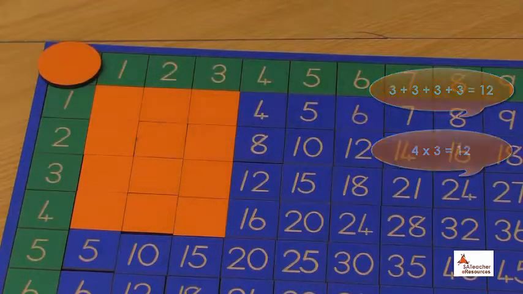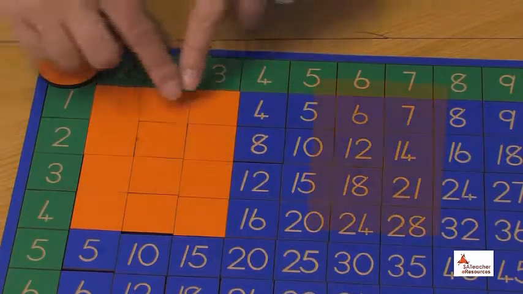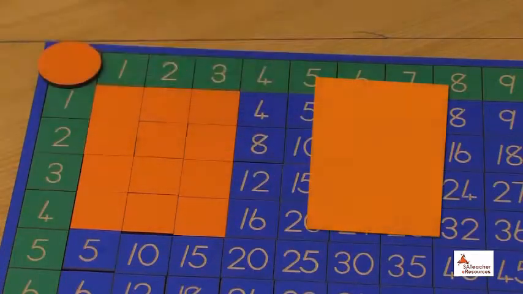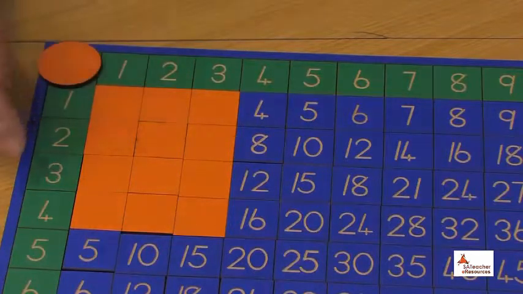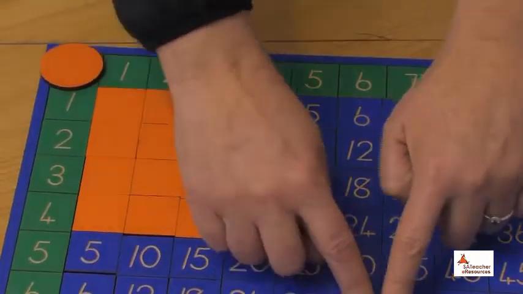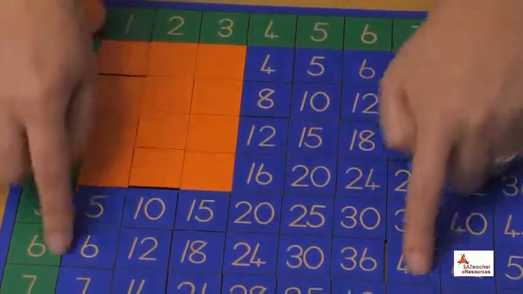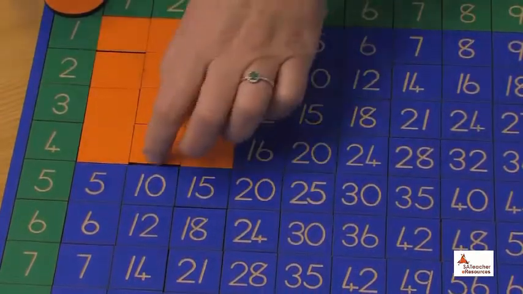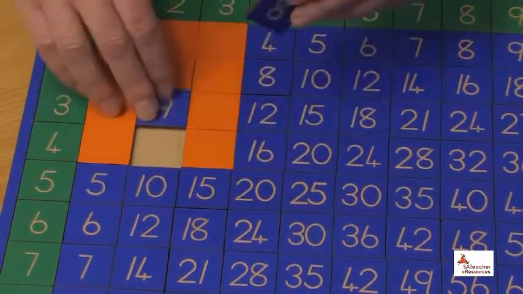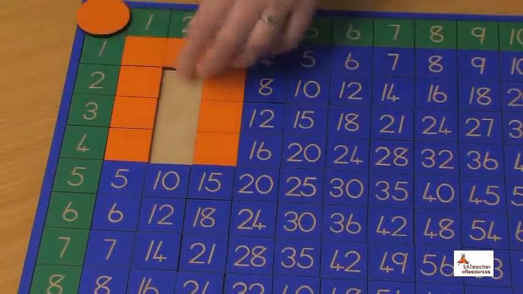What do we notice again? We notice that when we use blocks to show the multiplication tables or the times tables, it will always form a rectangle. Let's, for instance, look at another example. If I have 6 times 7, it equals 42. But if I look at that area, it forms a rectangle. So now we're going to look at it in a different way.